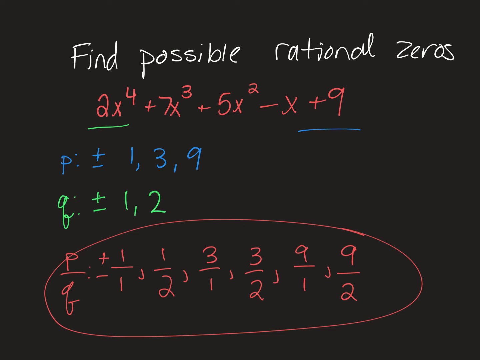1, 3, 9. And then I look at the number in front. All the numbers I can divide into that. So all its factors. So 1 and 2. And then I take everything from this list and divide it by everything from here. So I did 1 divided by 1 to get this. I did 1 divided by 2 to get that. Then I'm done with 1. So then I'm doing 3 divided by 1 and 3 divided by 2. And then I do it again with 9. And I would do that for as many numbers as I have on top and for bottom.